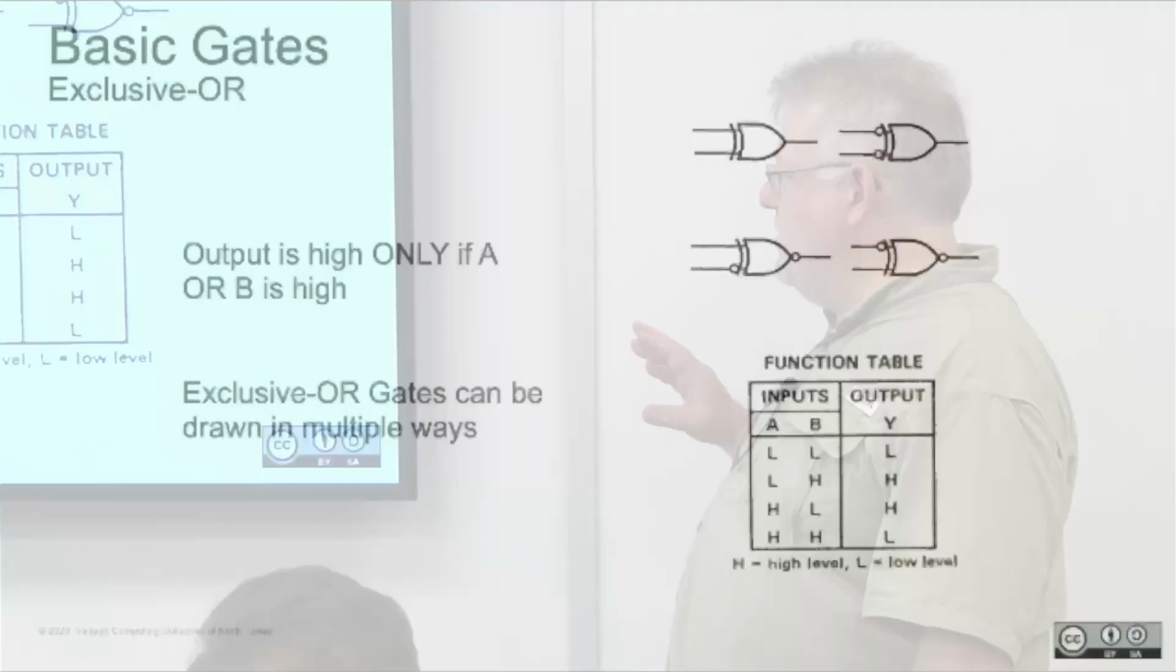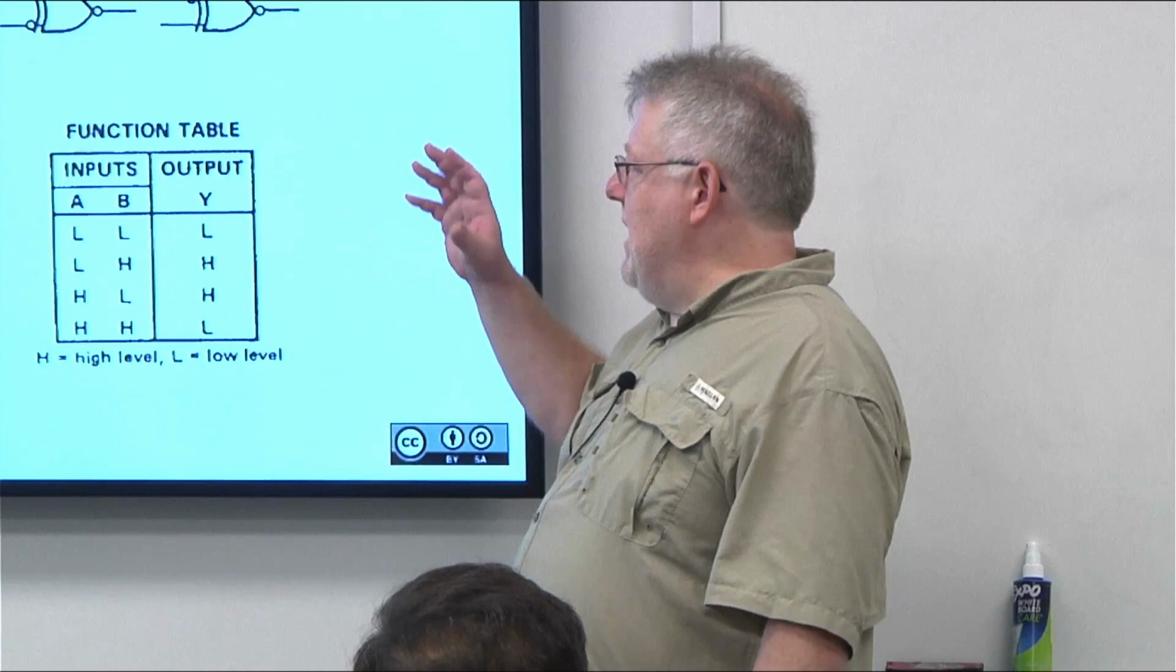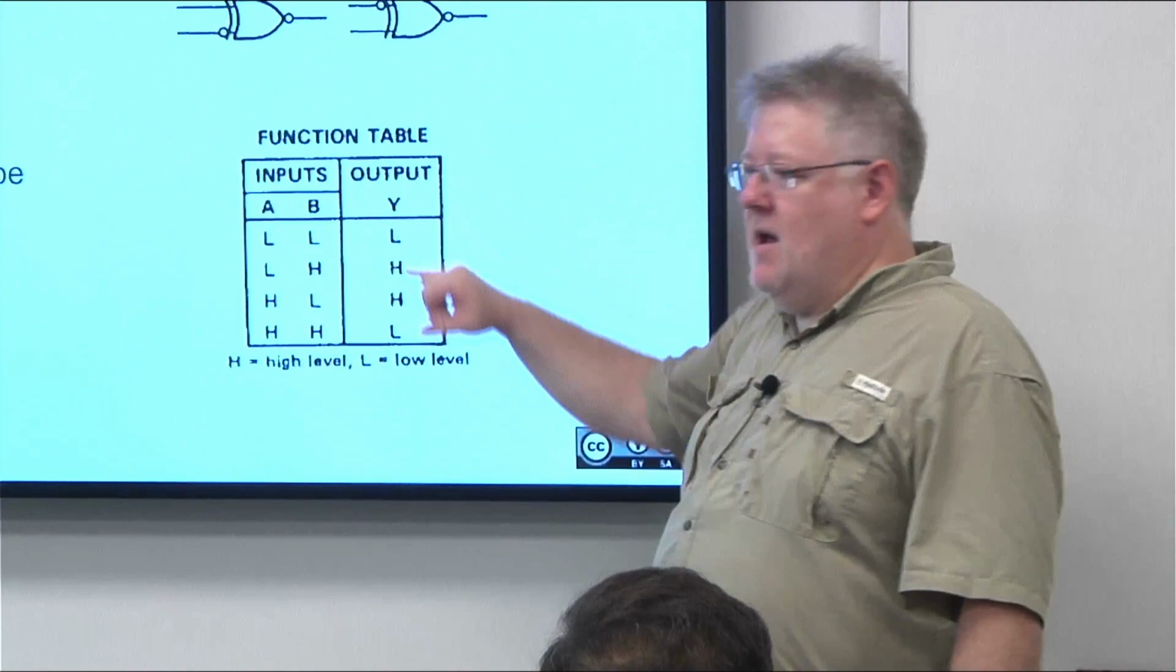Now, this one's an interesting one, an exclusive OR. The typical design drawing for this is going to be this one. This is pretty much the modern one. But when you look at old schematics, they could draw it in multiple ways, but they have that second line back there. So it can be a little bit confusing when you're looking at old schematics, which, let's face it, we're all into old computers. So you're going to find old schematics out there. With this one, the output is high only if A or B is high. So if they're both high, the output's low. So it's exclusive, only if one is high. That's where we get the exclusive OR from.